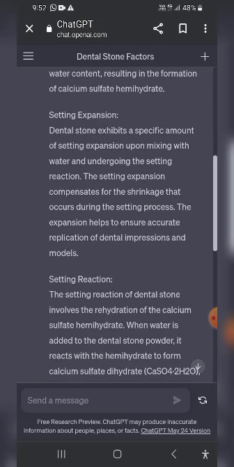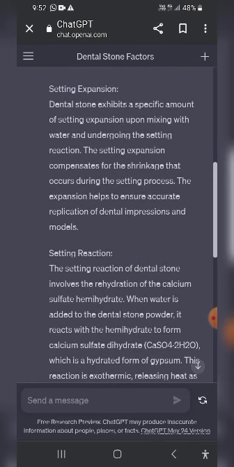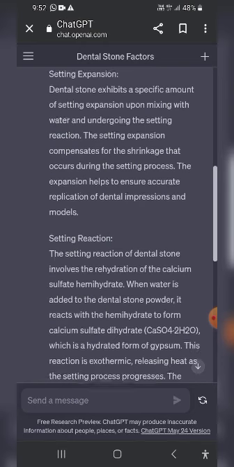Setting expansion. Dental stone exhibits a specific amount of setting expansion upon mixing with water and undergoing the setting reaction. The setting expansion compensates for the shrinkage that occurs during the setting process. The expansion helps to ensure accurate replication of dental impressions and models.